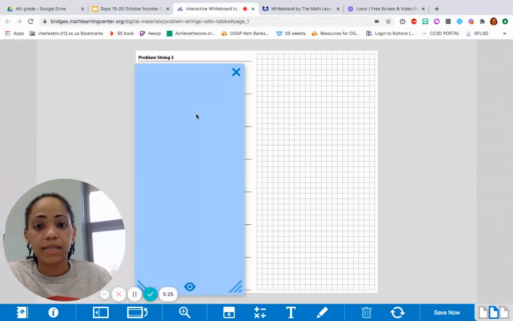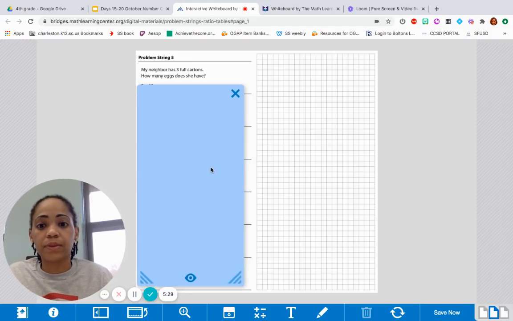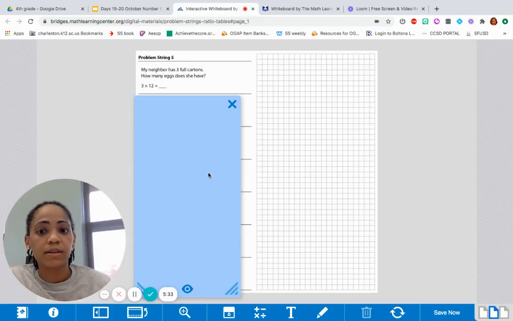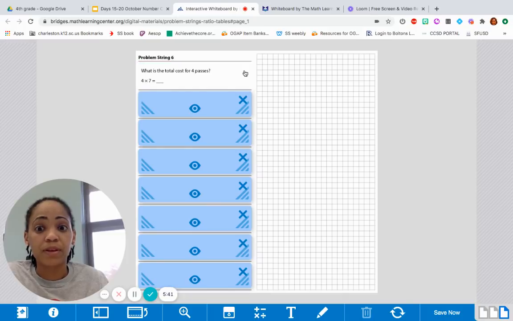All right, so let's see. Oh, I guess I gotta make it smaller. All right, so now my neighbor has 3 cartons. Ooh, I'm on the wrong problem string. I thought that looked a little funny. Okay, so let's look at the first one.